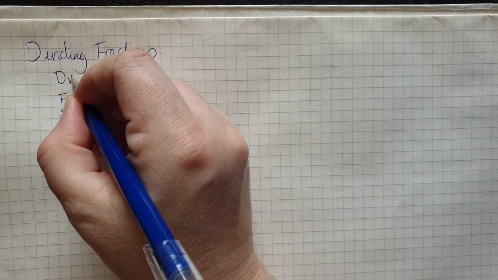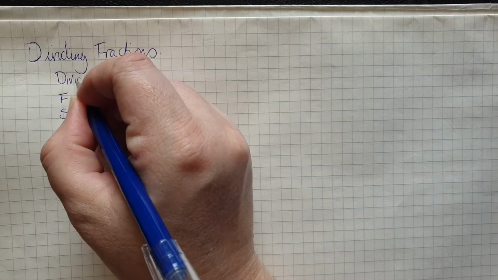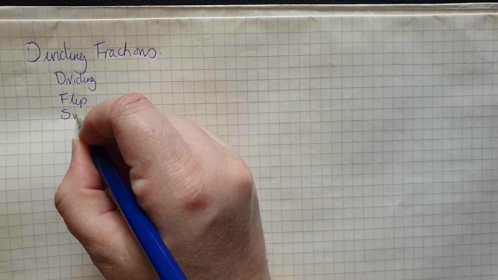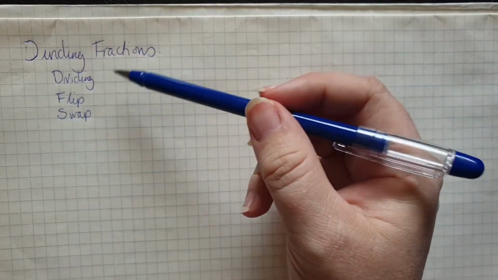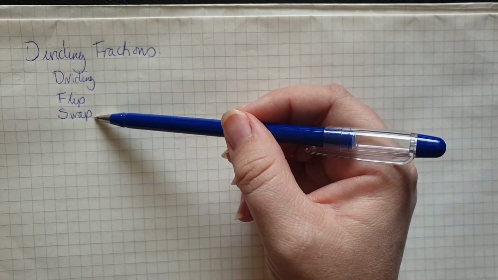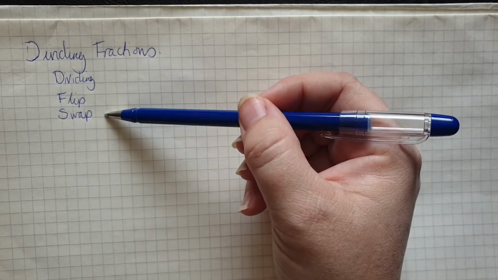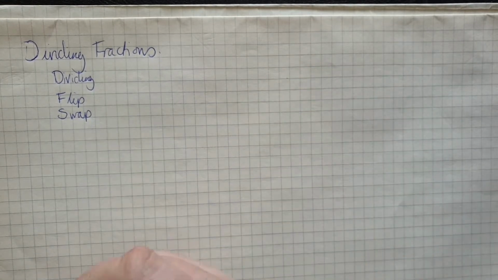When we are dividing, we're going to flip and swap. When we're dividing, we flip and swap. Okay, and this will help us work this out. Let's take a first example here.